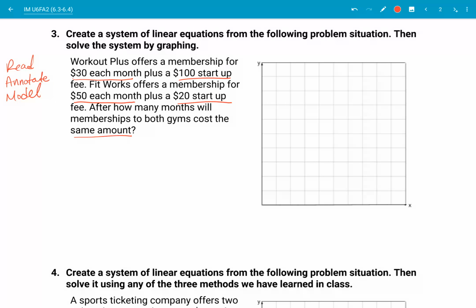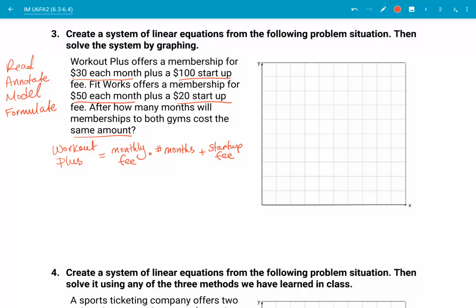So the amount that we pay to Workout Plus is going to be equal to the monthly fee times the number of months plus the startup fee. And that is going to be the same formula for FitWorks as well. So now let's start replacing the words with numbers. Let's formulate this.